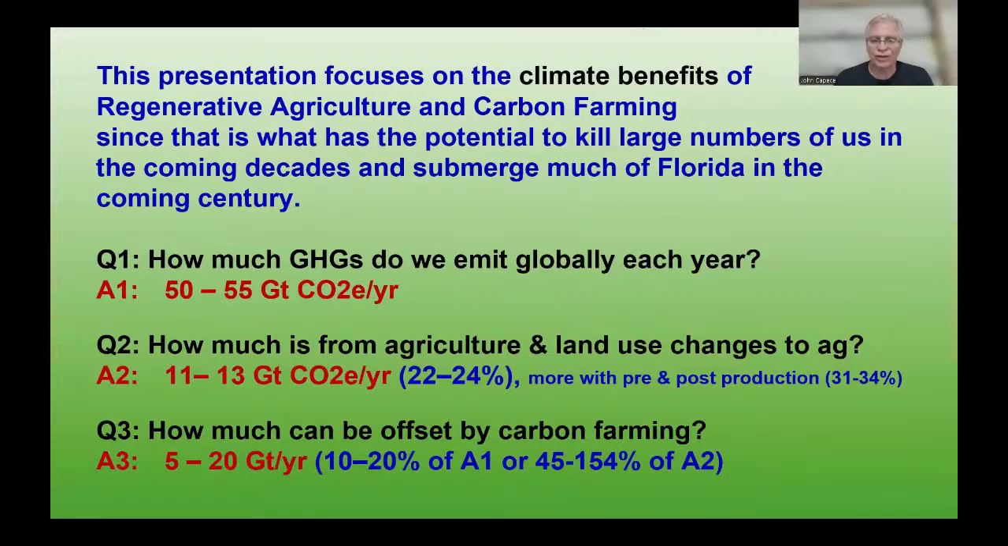But if we expand our view to include the pre and post harvest production supply chains, that agricultural footprint jumps to over 30% of the global total. Third, how much of this can be offset if we aggressively deploy carbon farming? An ambitious estimate of the answer to that question is 5 to 20 gigatons per year, or 10 to 20% of our total global emissions. Agriculture is a massive part of the problem, but it clearly represents an equally massive piece of the solution.